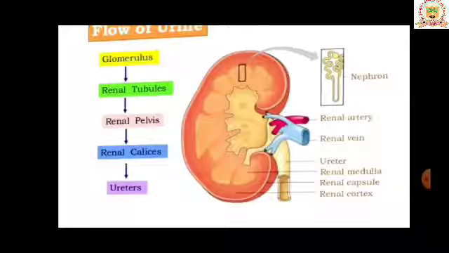So from where the blood is going to enter, I hope it is clear, and from where the blood is going to leave the body, you have to make sure the renal artery and renal vein. And you can have a look on ureter, renal medulla, renal capsule and renal cortex. These are in detail you are going to study in the proceeding session.